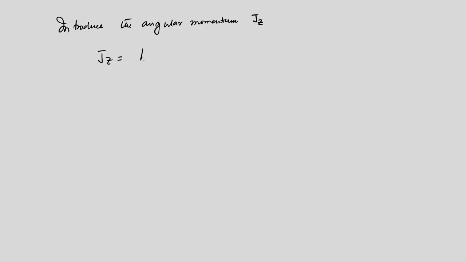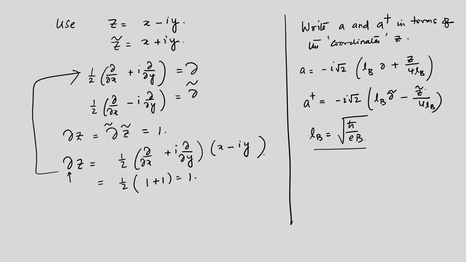and just for our notation, we'll write it as JZ instead of LZ, but as I said, you can see LZ written in some books and notes. So we just use the total quantum number notation J. This JZ is nothing but h cross, which is of course the scale of the problem, times z del minus z tilde del tilde. Just to remind you that these are the definitions of delta and delta tilde, and this z is of course x minus iy, and z tilde is x plus iy.